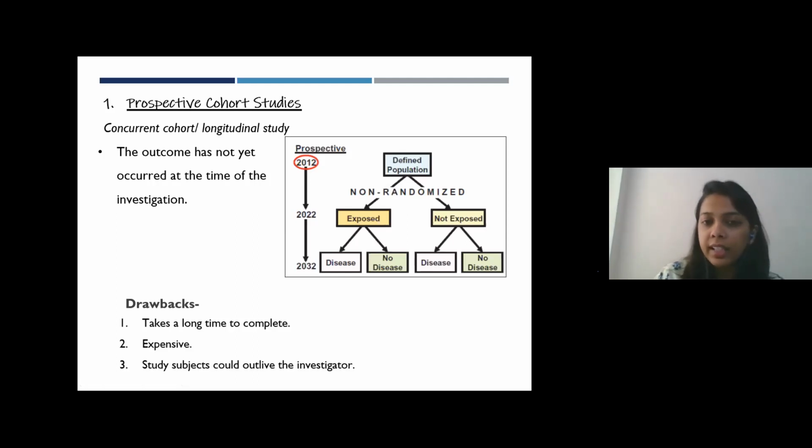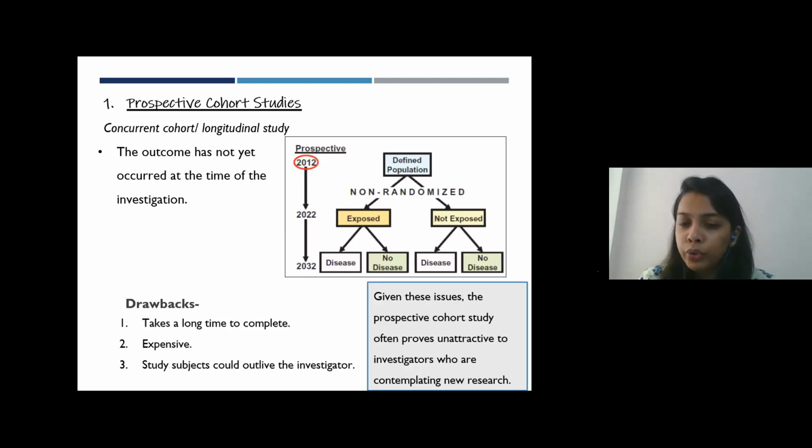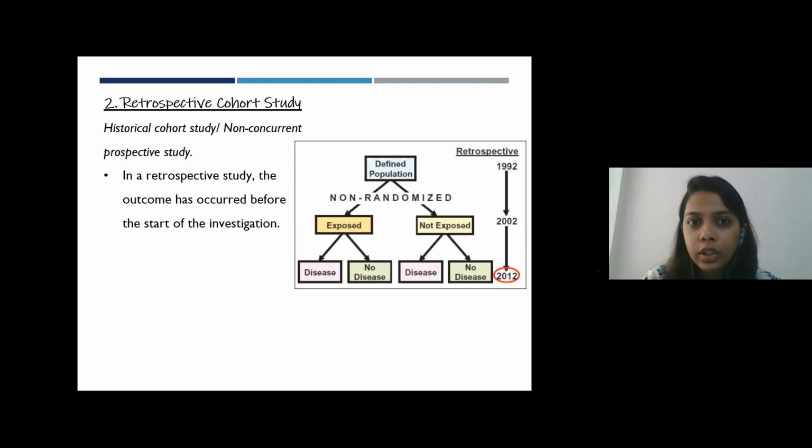But the drawbacks are that it takes a long time to complete, it's extremely expensive, and the study subjects could probably outlive the investigator. And this is why it is usually not chosen when you're starting a new research.